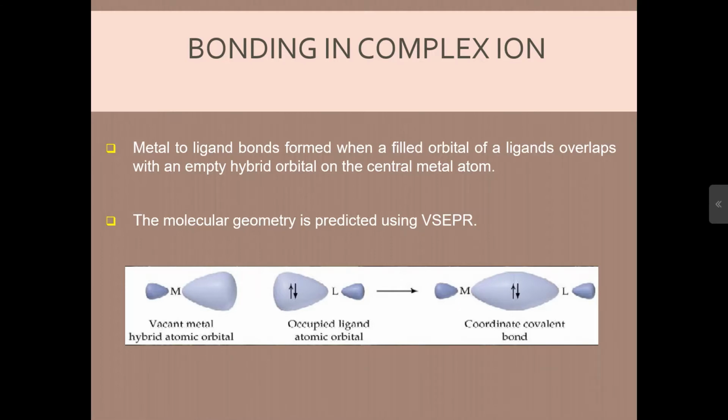You need to know that in the bonding in complex ions, the metal-ligand bonds form when a filled orbital of a ligand overlaps with an empty hybrid orbital on the central metal atom. As you can see here, the metal contributes a vacant hybrid atomic orbital, usually the d orbital, while the ligand contributes a pair of electrons to be overlapped in order to form a coordinate covalent bond, also known as a dative bond. The molecular geometry is predicted using VSEPR.